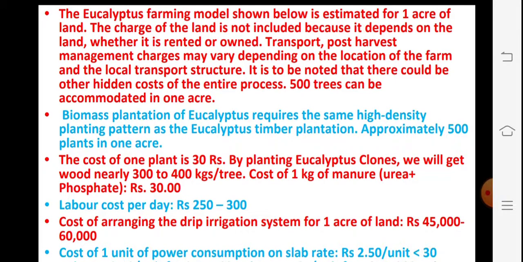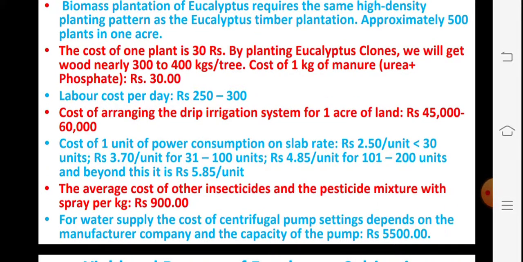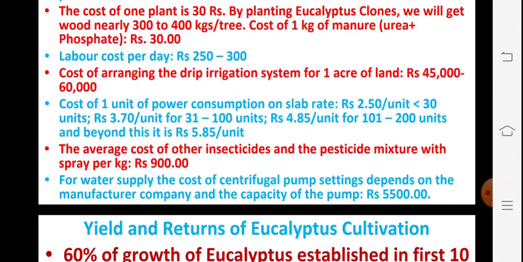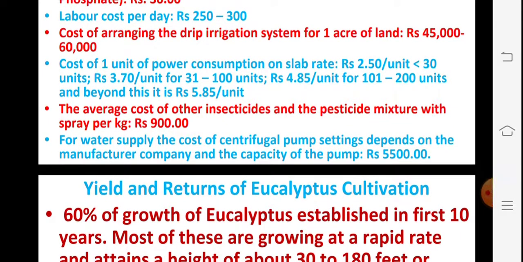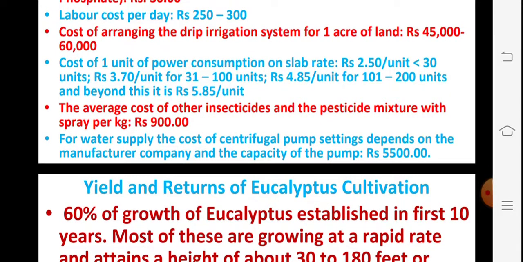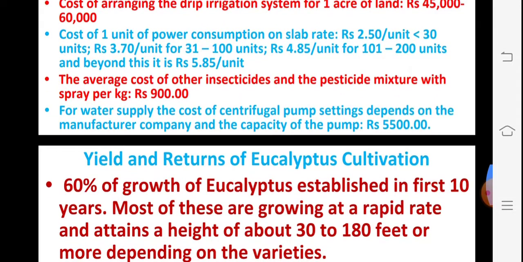Then it is a good farming model which generally earns more money. In 1 acre of land, a certain number of plants are grown. Then all other costs are there, such as planting of seeds or these plants. Seedlings are prepared first and then planted into the field. Then labor cost, we know, is now 250 to 300 per person per day. Therefore 1 acre of land requires 45 to 60,000 for arranging the drip irrigation alone.